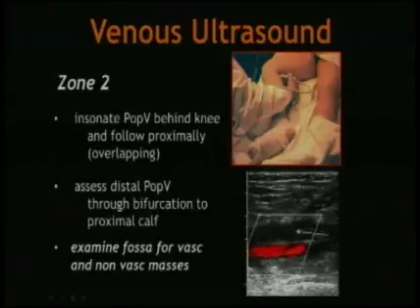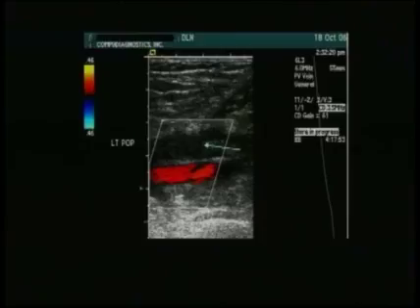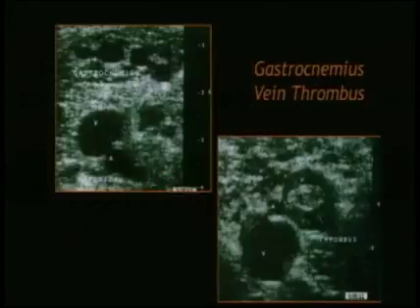Here's an example of a patient who comes in, and we see here a patent popliteal artery, but with occlusion of the popliteal vein. One other very important thing is you really should examine the popliteal fossa for vascular as well as non-vascular masses. This is an area that's quite productive for these kinds of issues.